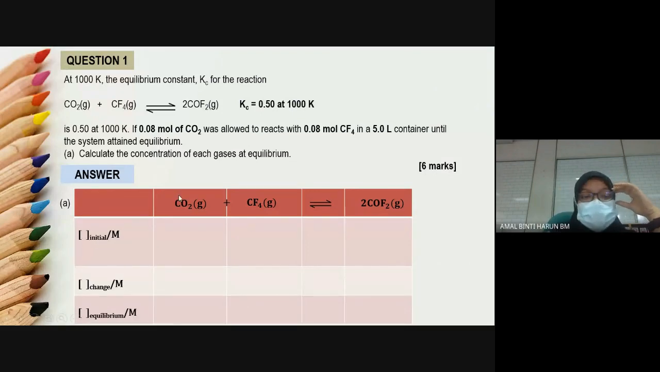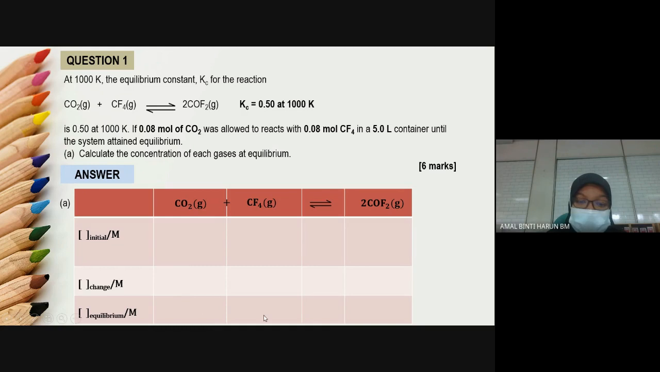Okay, so this one is at 1000 Kelvin. We have CO2, CF4 and COF2, and the Kc is 0.5. If 0.08 mole of CO2 is allowed to react with 0.08 mole of CF4 in a 5 liter container, and the system reaches equilibrium, calculate the concentration of each gas at equilibrium.